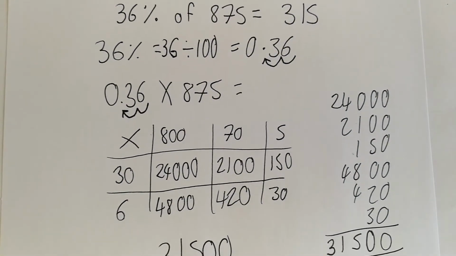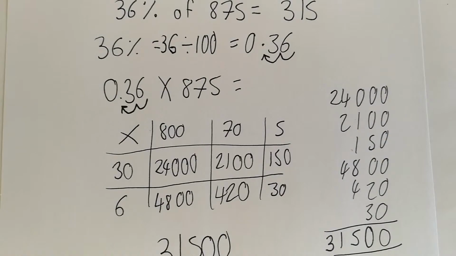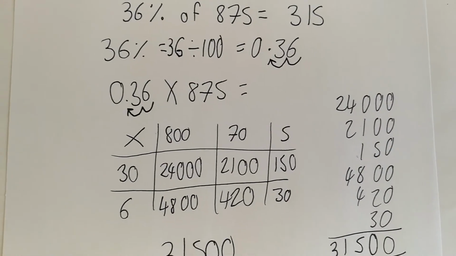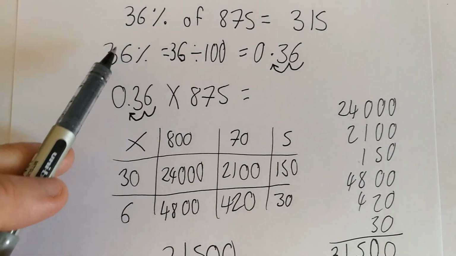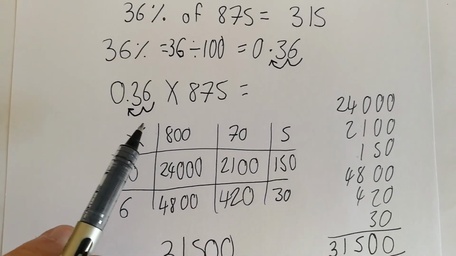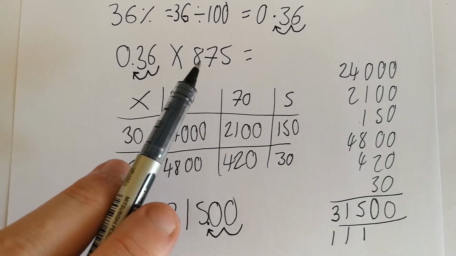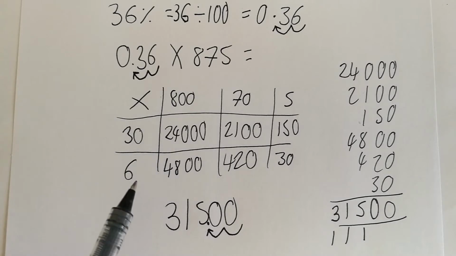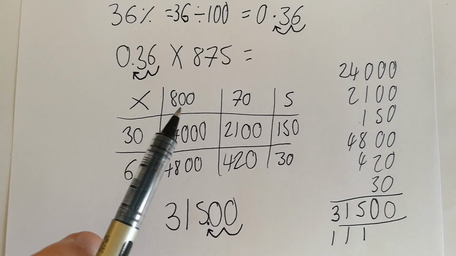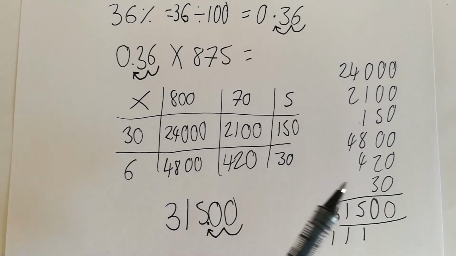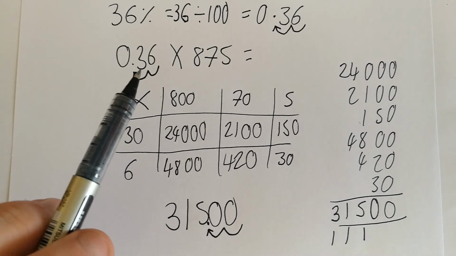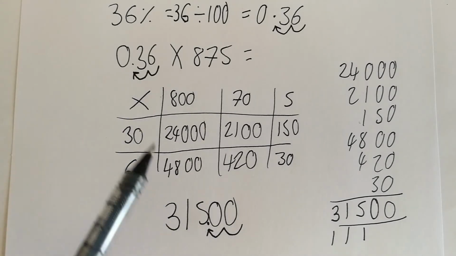There we go. You can just about fit it in, so you can have a little look at that. So there's 36%. You turn it into a decimal, and then you just times it. So it's 0.36 times 875. You just treat it as 36 times 875. Work these out, add it up, and then we move our decimal point twice. So move it twice there, move it twice there.